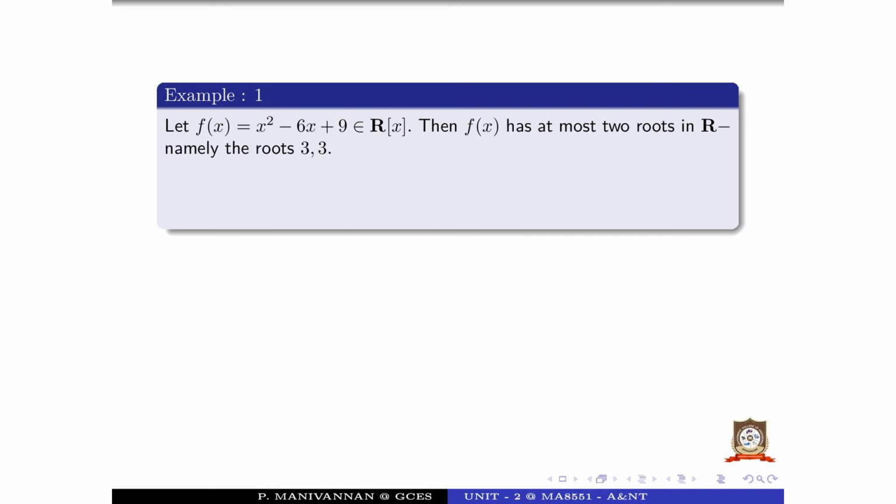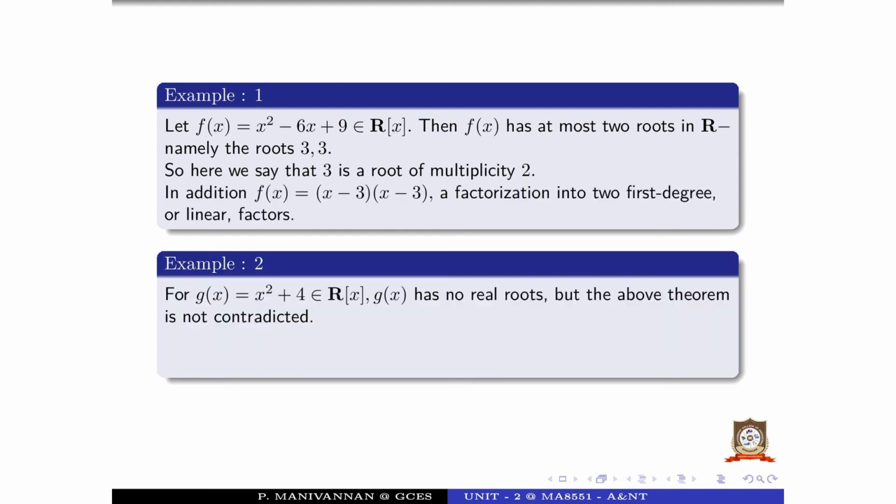Let f of x equal x squared minus 6x plus 9 belonging to R of x. Then f of x has at most 2 roots. The roots are 3 and 3. Here 3 is a root of multiplicity 2. In addition, f of x can be written as x minus 3 into x minus 3, a factorization into two first degree polynomials or linear factors.